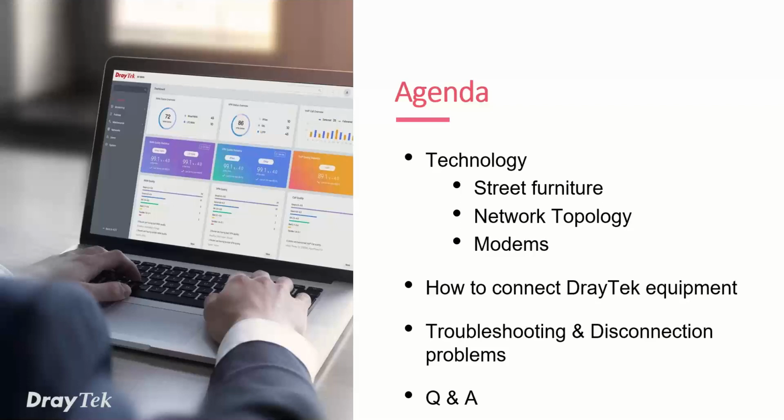Then we'll have a look at how we connect DrayTek equipment to them. It's quite straightforward, but it's always helpful to cover that. And then we'll look at some tips to do with troubleshooting and disconnection problems that you might see with these technologies, which is slightly different to the sort of troubleshooting you may have done with something based around twisted pair copper with the FTTC type or ADSL connections.